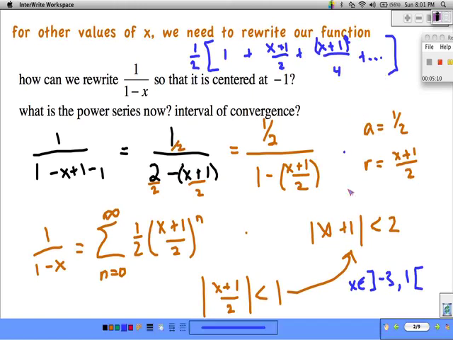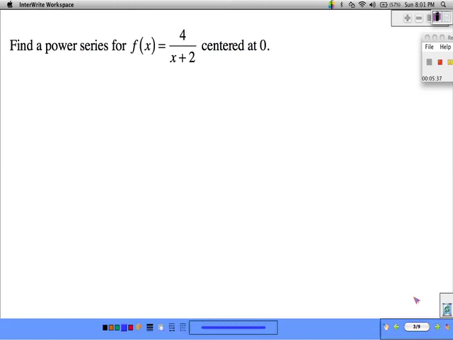So this is the same function, 1 over 1 minus x, but we're not centered at 0 anymore. We're centered at -1. And this series is going to be convergent. It's going to represent 1 over 1 minus x when x's are between -3 and 1. Kind of a neat idea. And we can take it a step further.